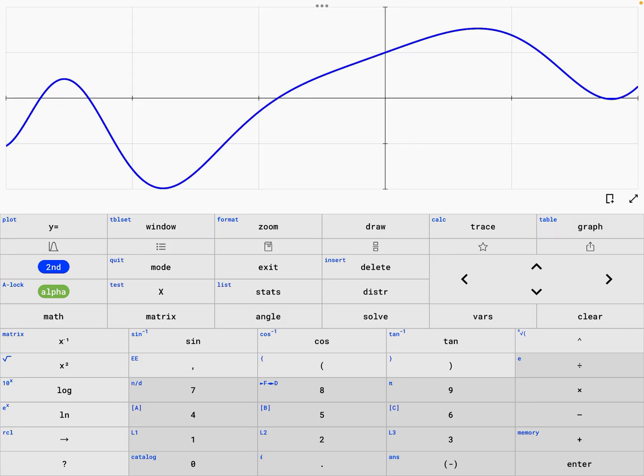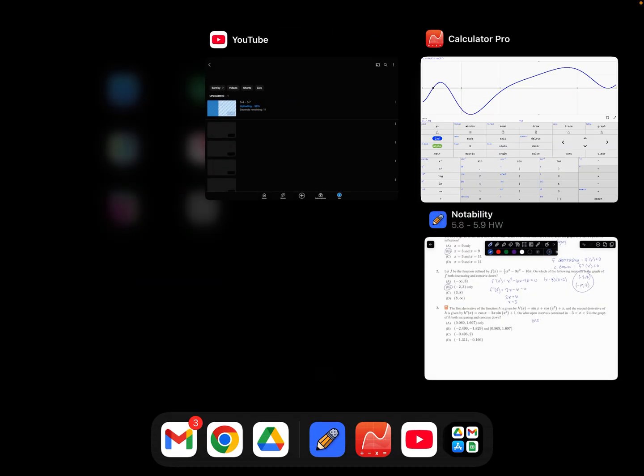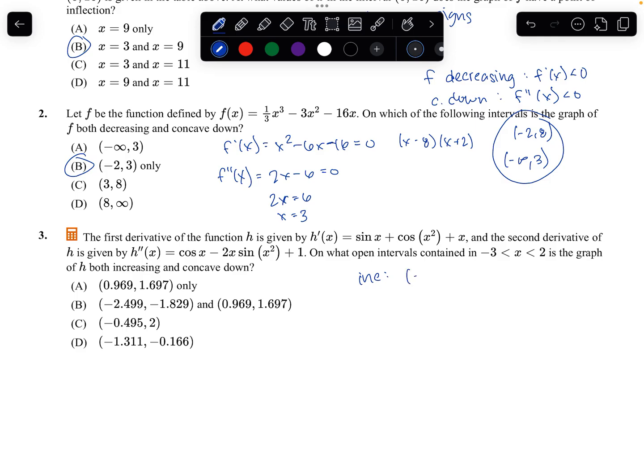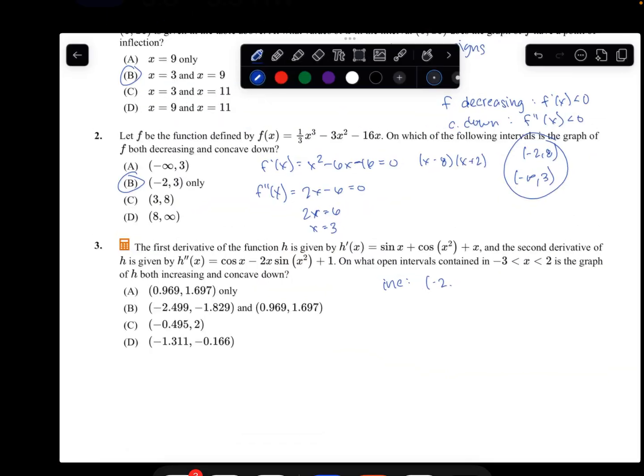Wow. Okay, so where is it increasing? That's going to be whenever this is h prime, so when it's above the x-axis. So we're going to want to use the zero function here and locate these zeros. So -2.728.